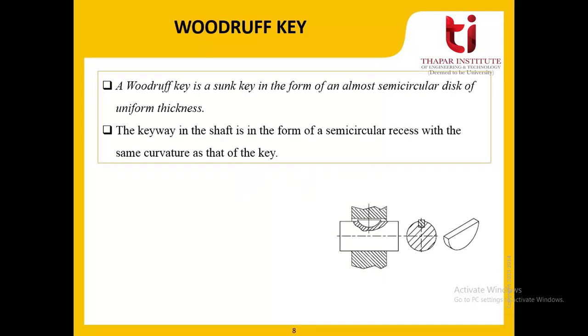Then there is a Woodruff key, in which the upper surface is flat and generally connected to the hub, and the bottom surface is curved in the shape of the shaft so as to ensure the degree of tightness. The lower surface is generally a semicircular recess with the same curvature as that of the keyway in the shaft. So the degree of tightness will increase, and the relative motion will be substantially reduced. These are two keys which we have discussed, apart from the saddle key and sunk key.